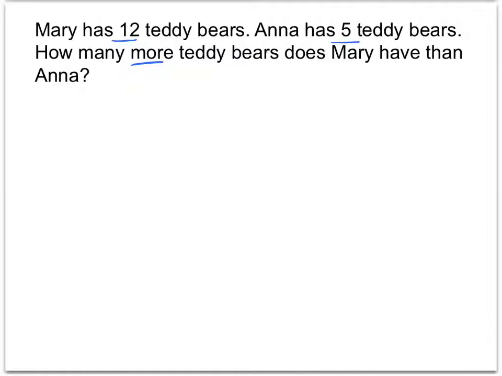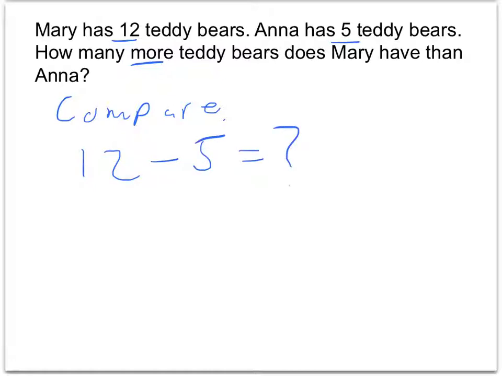So this is a compare story problem. Back a couple of sections ago when we talked about different types of word problems involving addition, one type is what we called a compare. This is an example of a compare. And so to compare these, we're going to take the number that Mary has, which is 12, and then we're going to subtract the number that Anna has, and that equals how many more Mary has than Anna. And so then we do that arithmetic. 12 minus 5 is equal to 7.